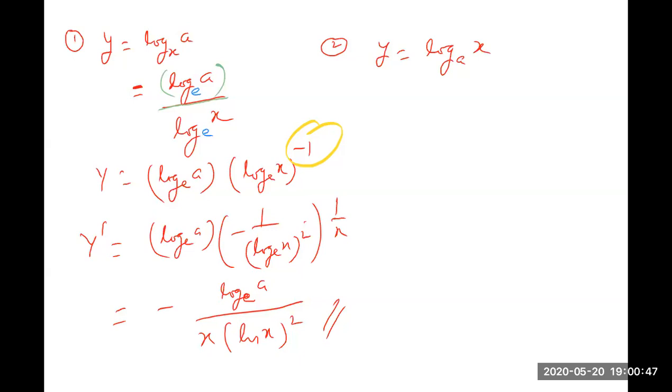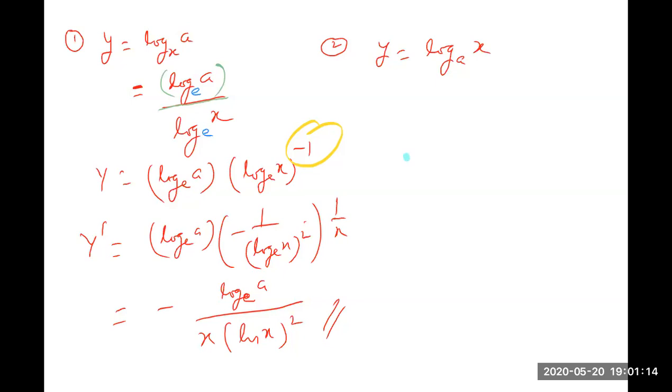So y is equal to log a to the base x. First step, change the base: log a upon log x. As I told, in this case you can keep the base e or 10, but what is the requirement here? E. So I am keeping base e. The numerator is constant, log a to the base e. This is constant, so keep it as it is. Now it is in the form of 1 upon x.